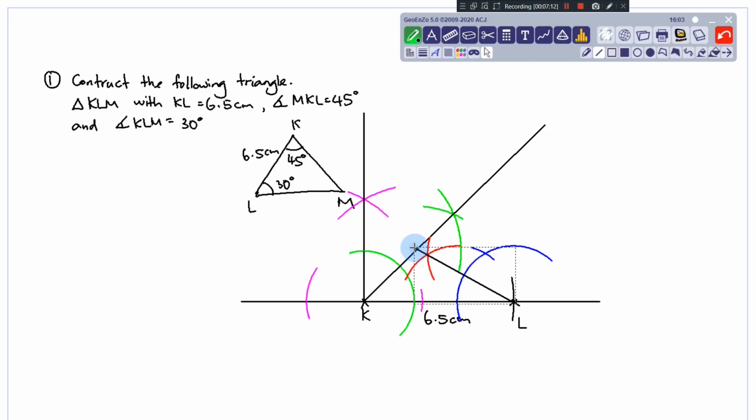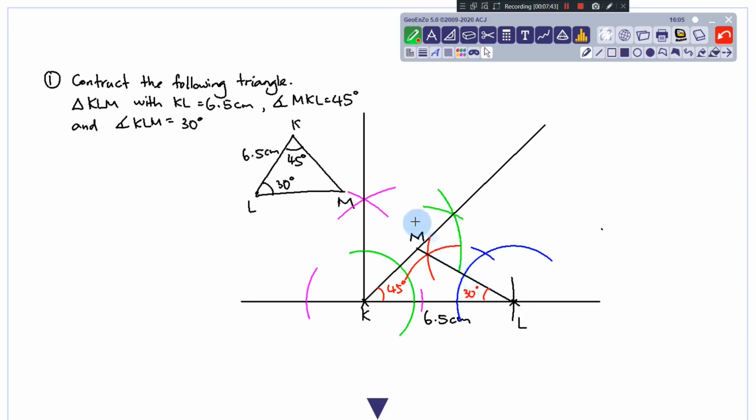Okay. Now, this is 30 degrees. Let me label all the information first. This is K, L, and here will be M. Here is 45 degrees, and this is 30 degrees.